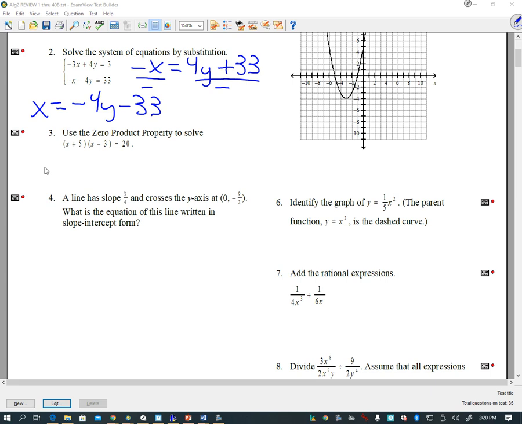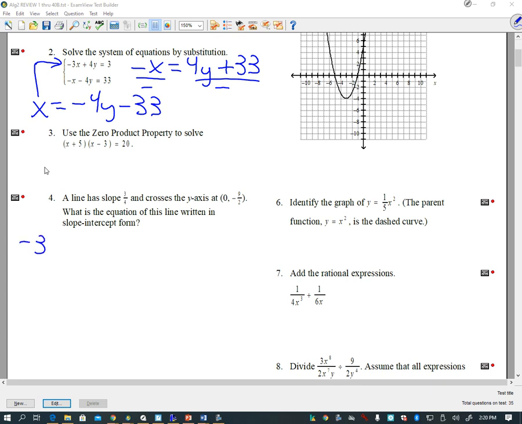Now that I have that, x equals negative 4y minus 33. Negative 4y minus 33 equals x. Those two things are interchangeable. So now I can't plug that back into itself. That wouldn't make any sense. I have to plug that in here. So what does that look like whenever I go to substitute that in?